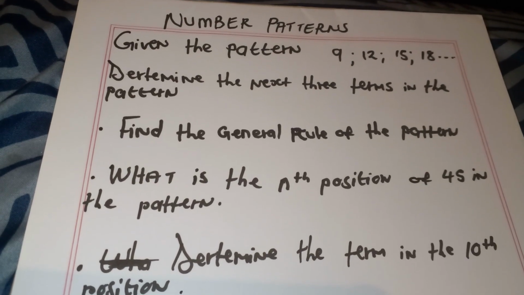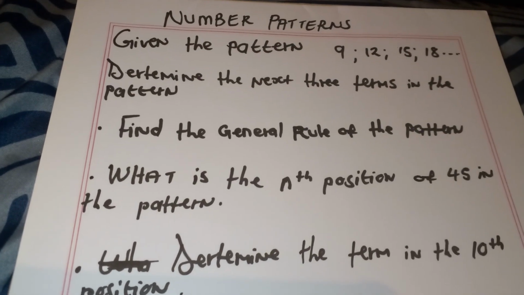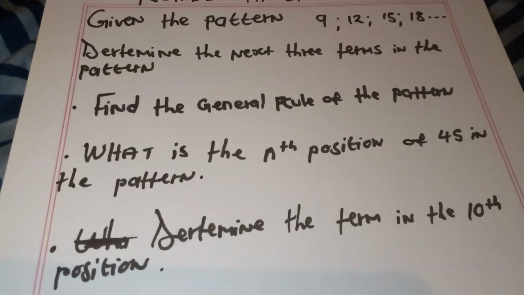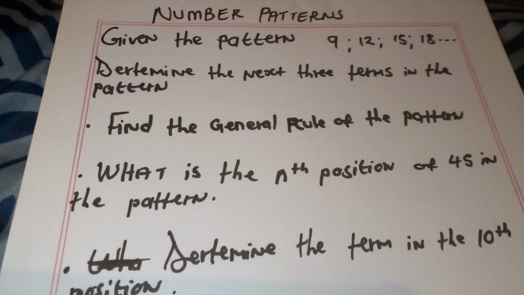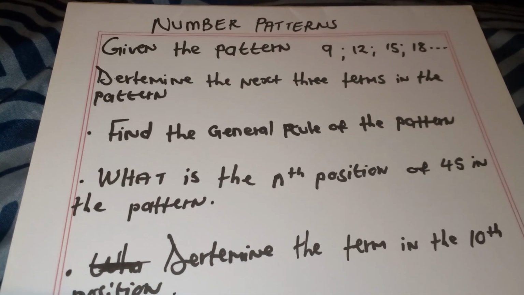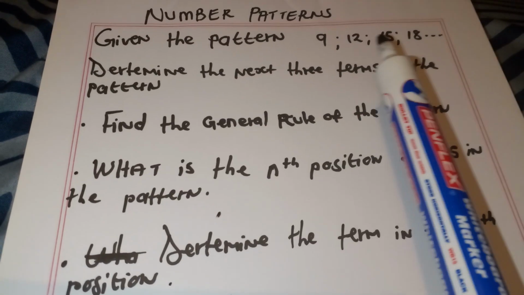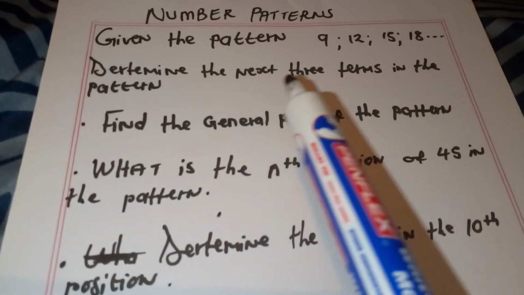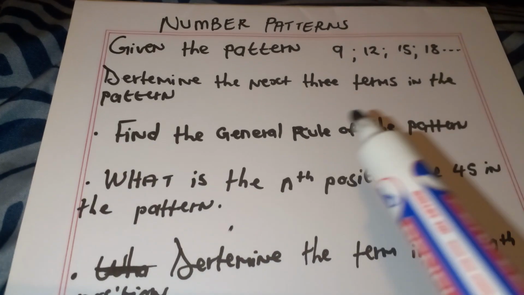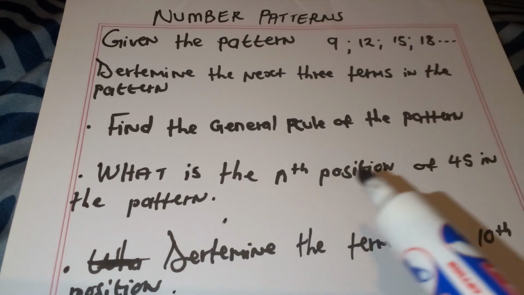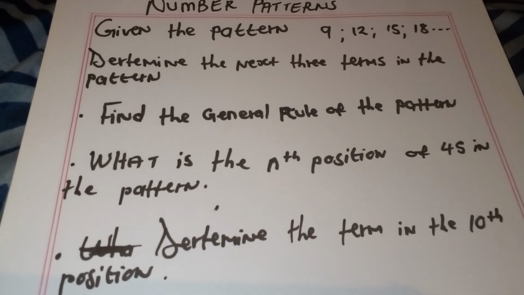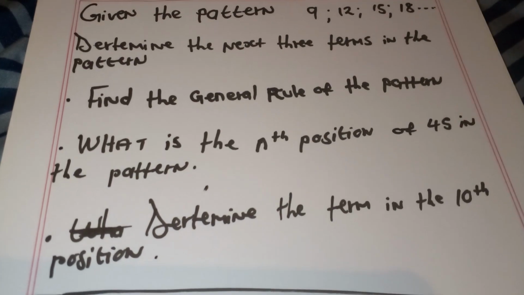Today we are looking at number patterns, grade 8, grade 9, partially grade 10, but more especially grade 8 and 9. We are given the pattern 9, 12, 15, 18. They are asking us to determine the next three terms in the pattern, to find the general rule of the pattern, to find the position of 45 in the pattern, and to determine the term in the 10th position.